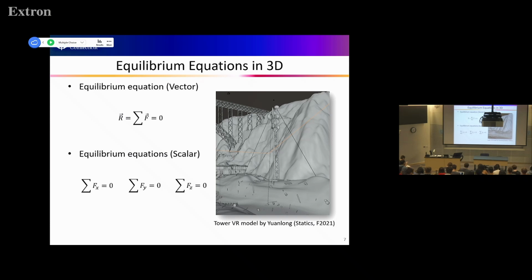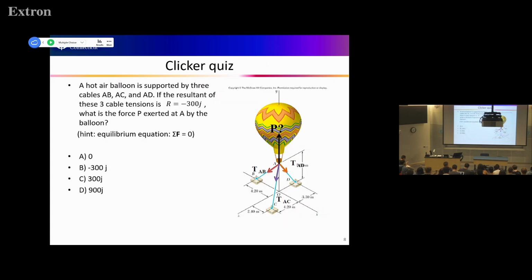And then I'd like to share this 3-dimensional problem. This is a tower virtual reality model created by one of you last year as an outcome of the final project. Okay, so, first clicker quiz.